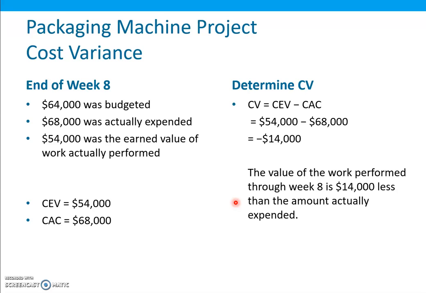In this packaging machine project, the cost variance can be simply calculated, because we already know these values. 54,000 was the earned value, 68,000 was the actual cost, and 64,000 was budgeted. But for cost variance, we only need these two values, 54,000 and 68,000. So 54,000 minus 68,000 is equal to minus 14,000. This calculation indicates that the value of the work performed through this week 8 is $14,000 less than the amount actually expended.